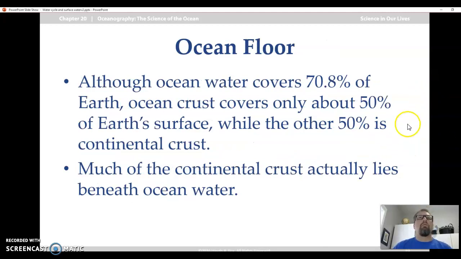All right, so again, a reminder of something that we said before, that water covers about 71% of the Earth. The oceanic crust covers about 50%, though, while the other 50% is the continental crust, and that means that much of the continental crust is actually beneath the ocean water. So if you think of how we might draw those subduction zones, that continental crust, a lot of it is beneath the ocean water, just to point that out.